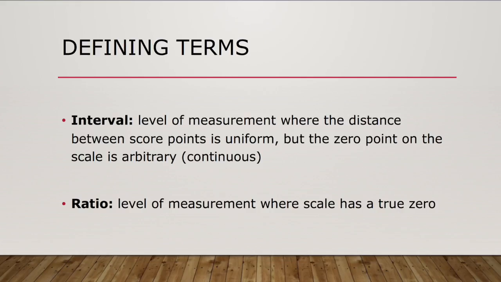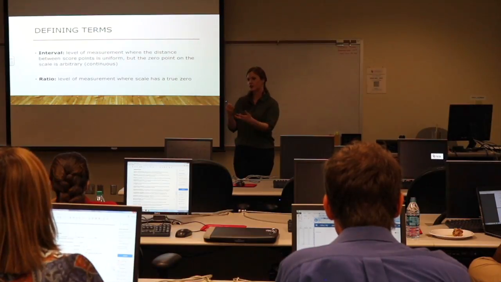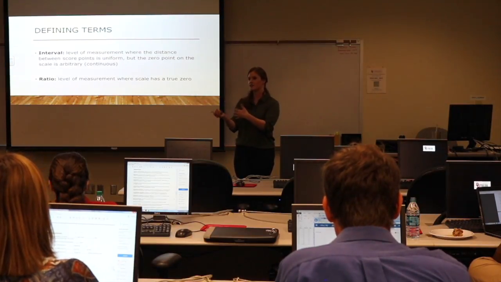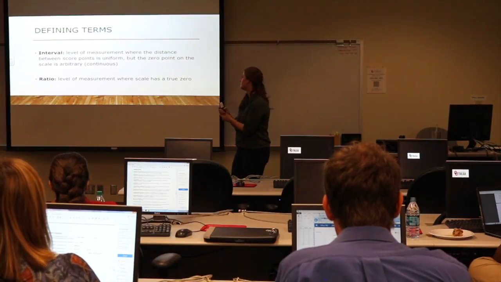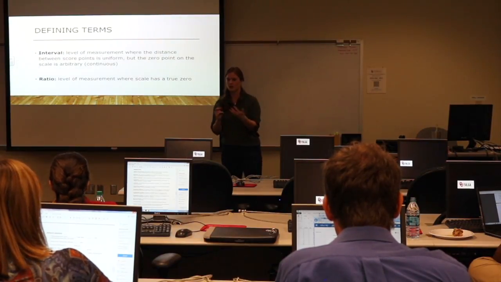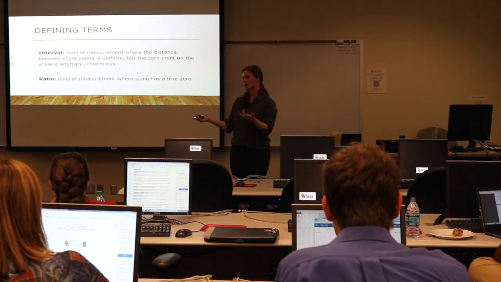Okay, so interval, also known as continuous level data, is a level of measurement where the distance between the scores is uniform, but the 0 point on the scale is arbitrary. A good example of this would be age. The difference between 30 and 31 is the same as between 31 and 32, right? Or time of day: the difference between 2 o'clock and 3 o'clock is the same as between 3 o'clock and 4 o'clock.